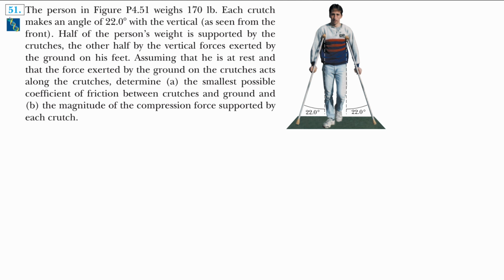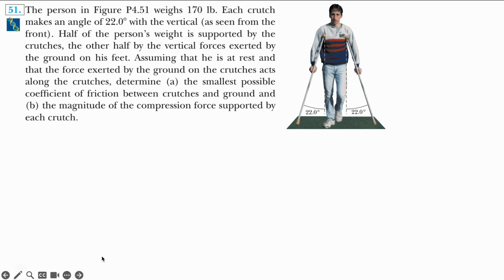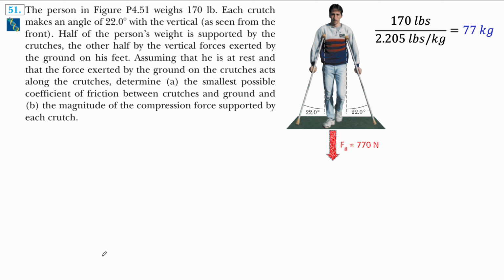This is question number 51. It's an interesting problem with a person on a crutch. One of the more annoying parts of this one, though, is that they give us the weight of the person in pounds, not newtons. So first thing you want to do on this one real quick is just convert that. And so the conversion roughly gives us a 170 pound person is about 77, has a mass of 77 kilograms on the Earth's surface. Which means the force of gravity about 770 newtons.